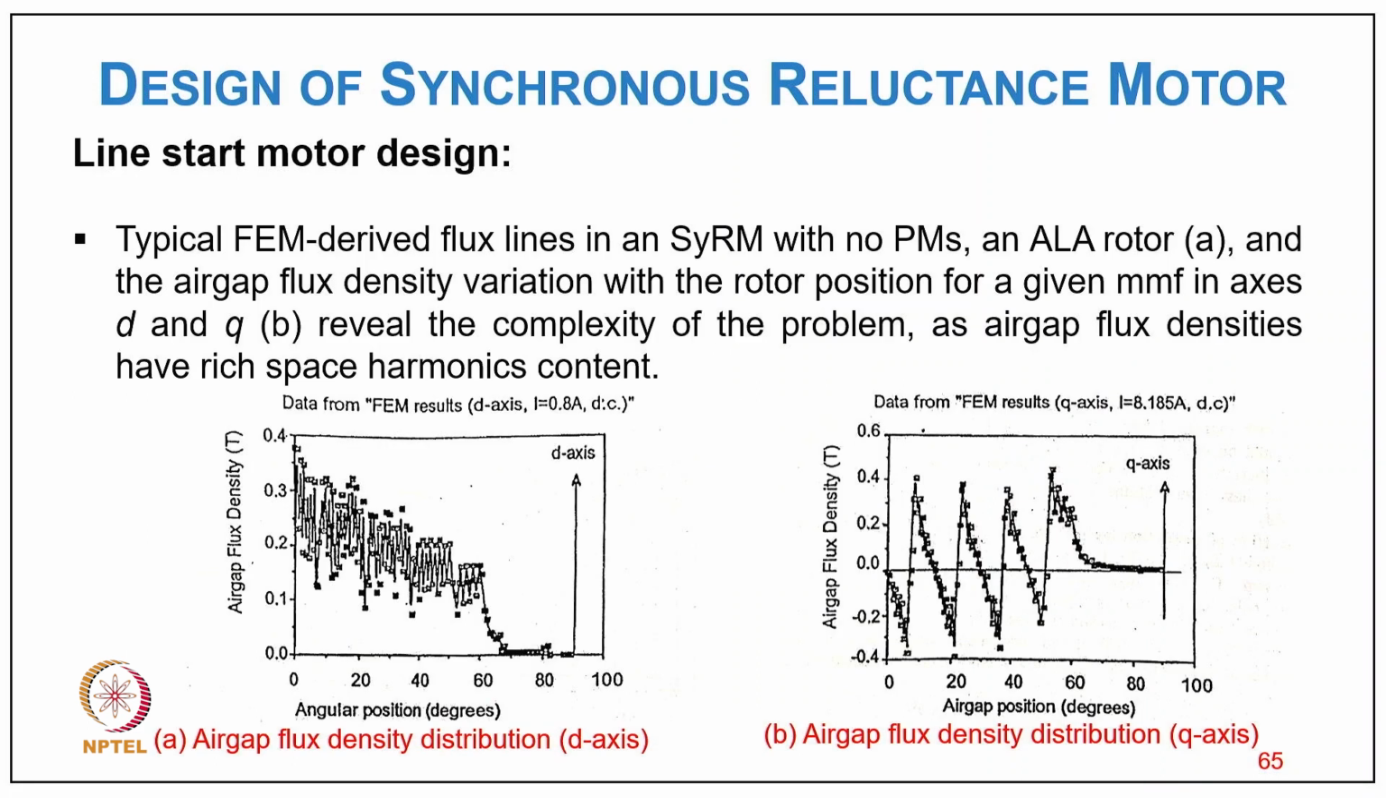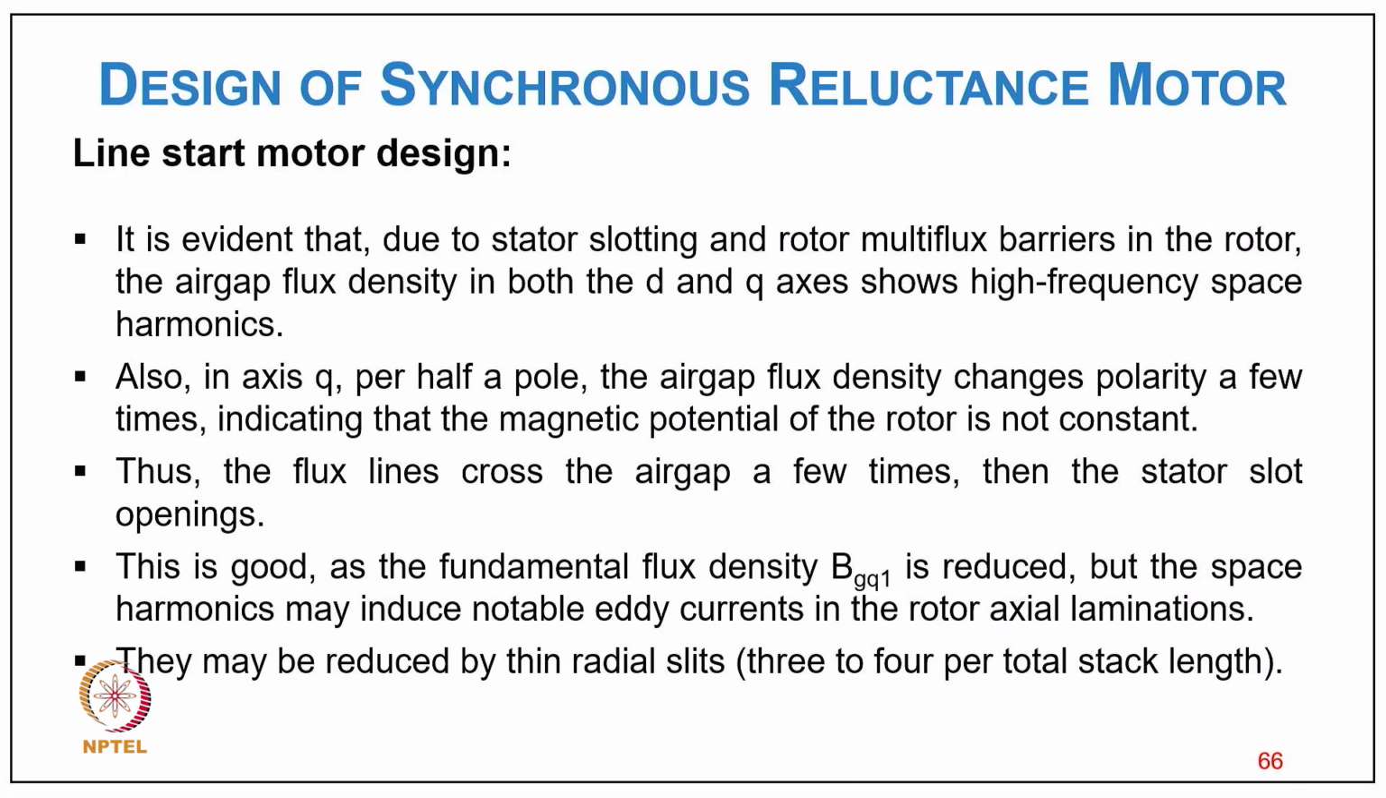4-pole. So typically, finite element derived flux linkage in a synchronous reluctance motor with no permanent magnet and an axially laminated rotor, and the air gap flux density variation with the rotor position of a given motor in the d and q axes, reveal the complexity of the problem, and the air gap flux density has rich space harmonic content. As you can see, this is how the air gap flux density varies with the angular position in the two cases of the D axis and Q axis. So now it is evident that due to the stator slotting and the rotor multi-flux barriers, the air gap flux density in both the D and Q axes shows high space harmonics.